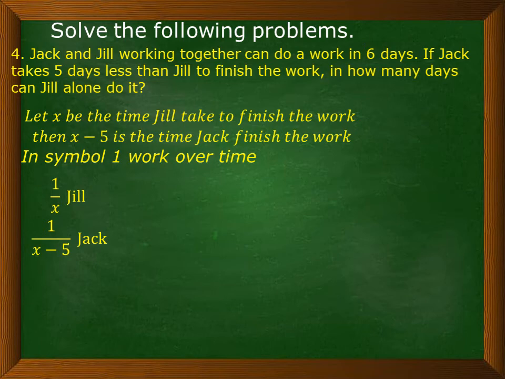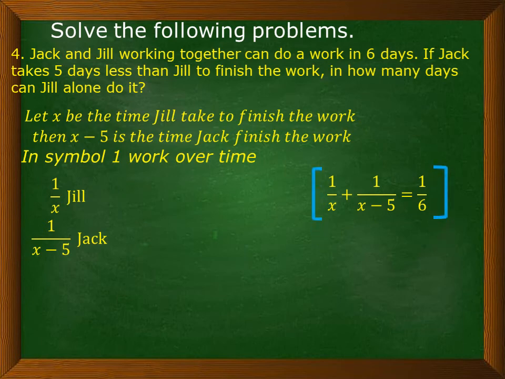Okay, according to the problem, they will work together, so you need to add their symbols to work. So you have 1 over x for Jill plus 1 over x minus 5 for Jack. If they work together, they can finish the 1 work in 6 days. So 1 over 6, or 1 work over time, which is 6. Okay, so this is now your working equation.